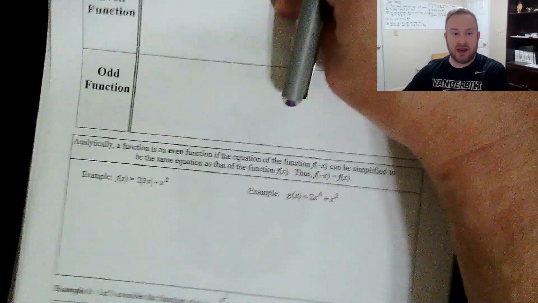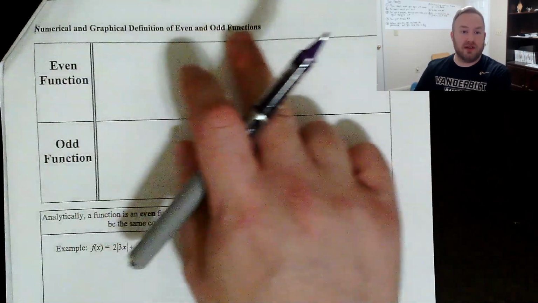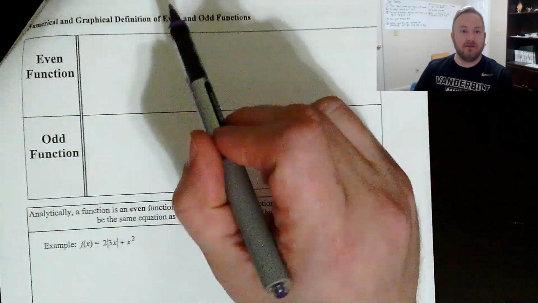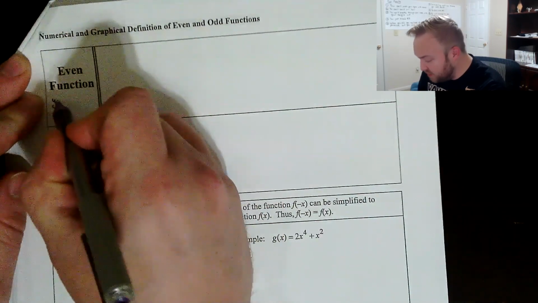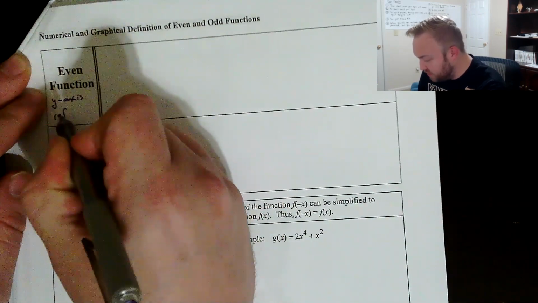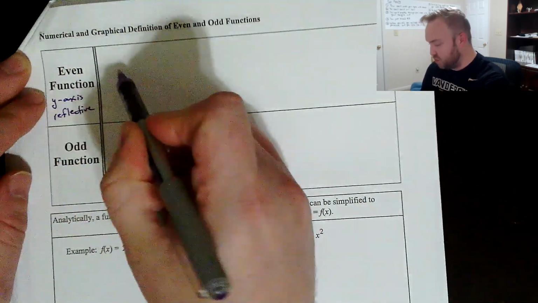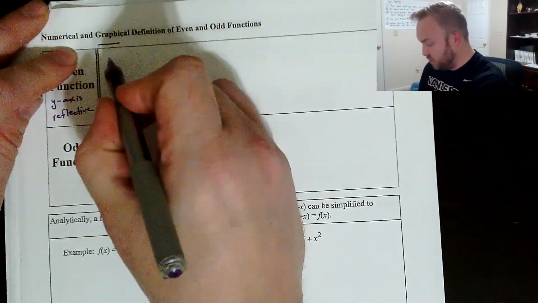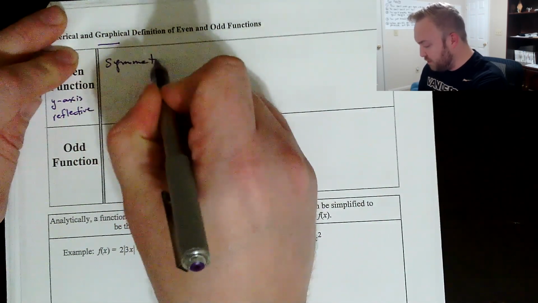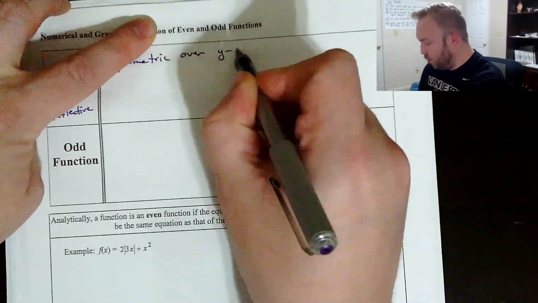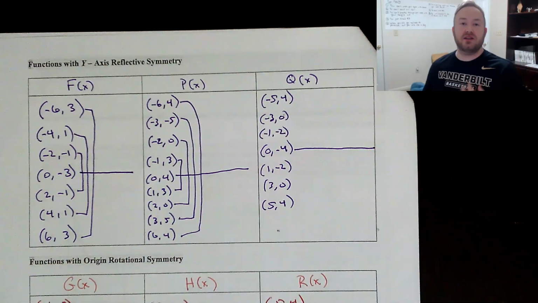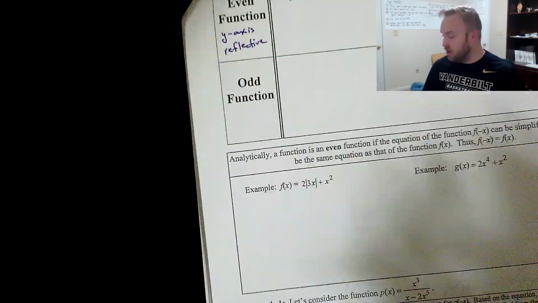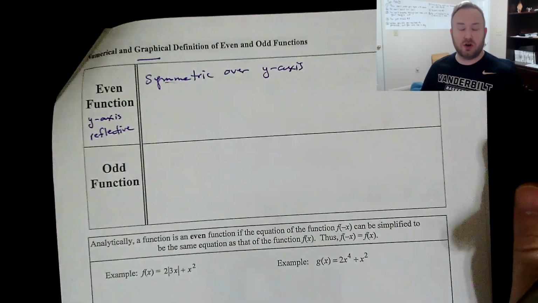I'm going to go to the next page here, and it says numerical and graphical definition of even and odd functions. Now, I haven't used these words even and odd yet, but I'm going to now. An even function is the y-axis reflective symmetry. The graphical definition would be that an even function is symmetric over the y-axis. So those 3 functions, f, p, and q, we say that they all have even symmetry. They're even functions. They are symmetric over the y-axis.